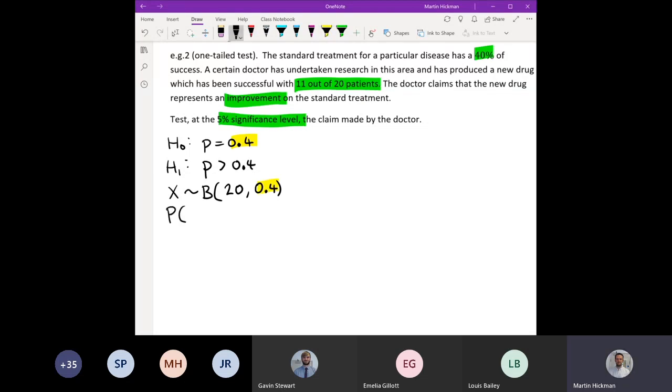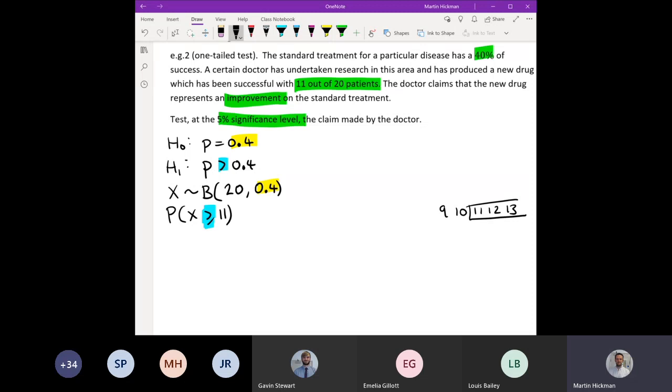Then in my sample it's been successful with 11 out of 20 patients. If the probability is 0.4, then out of 20 you'd expect 8. What we're going to see is whether it is significant to find that 11 or more have been successful here. So we do the probability that X is greater than or equal to 11. Remember, if I have a greater than here, I have a greater than or equal to sign here. Now, when I'm working this out, remember I'm using discrete data here. I'm looking at 11, 12, 13, all the way up to 20 successes.